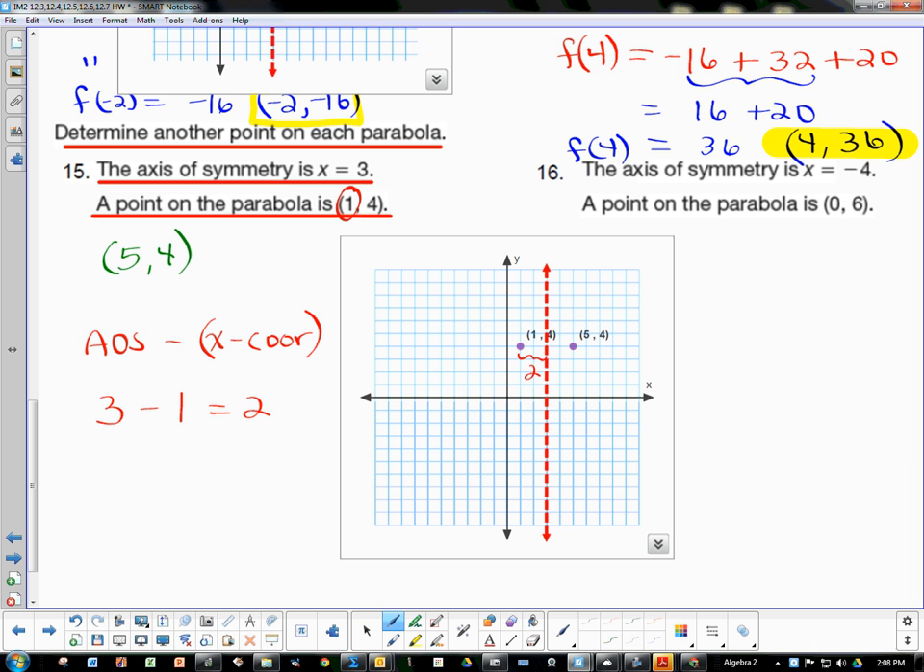So all we have to do is go 2 in the other direction right here. That would mean, let's take our axis of symmetry, 3, and let's add that distance, and that's going to give us 5. And it's of the same height. Notice it's the same height over here. It's 5, comma 4. You're going to have your graphing calculator also to help you throughout this. Next one.